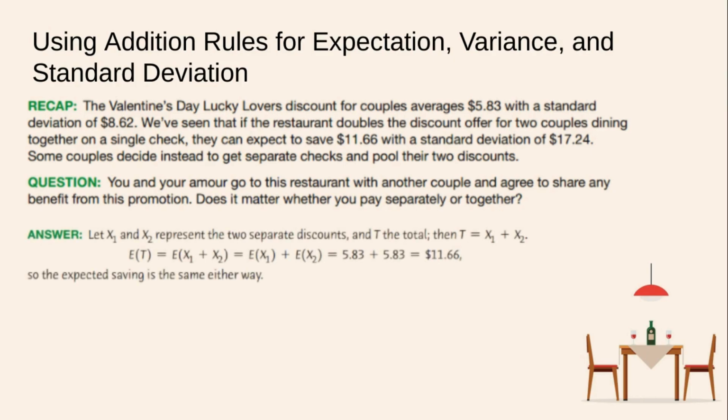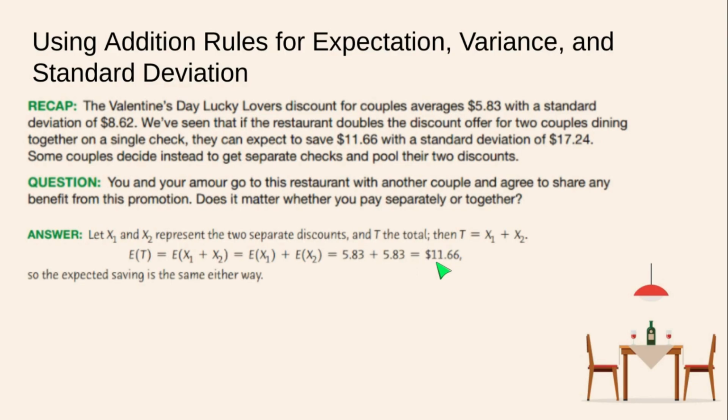So we're going to let x1 and x2 represent the 2 separate discounts. We can't just multiply x by 2. That would be doubling a single discount. We have 2 discounts because there are 2 checks, right? T is going to represent the total. T is equal to x1 plus x2. The expectation for T is going to be the expectation of x1 plus x2, which is the expectation of x1 plus the expectation of x2, which is going to be 583 plus 583 is 1166.